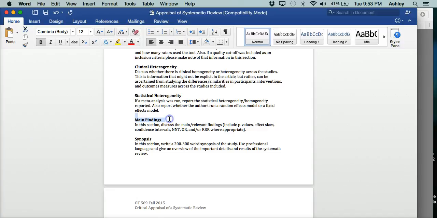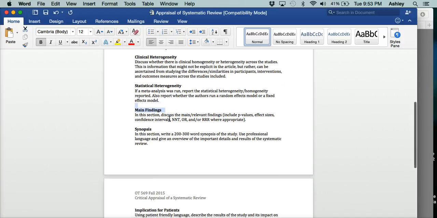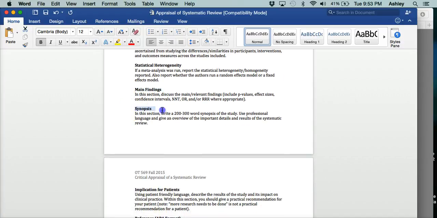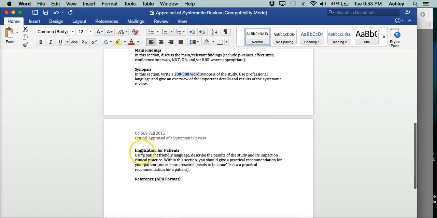Next, you're going to include the main findings of the systematic review and provide a synopsis, please note 200 to 300 words, and then you're going to provide implications for patients. What I want you to do here is put this in the context of talking to a patient. As a clinician, how would you explain this to a patient? Is it beneficial to them or is it not, depending on your patient clientele or your specialty?